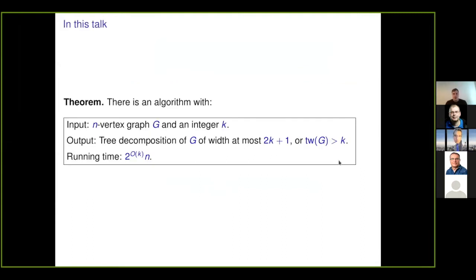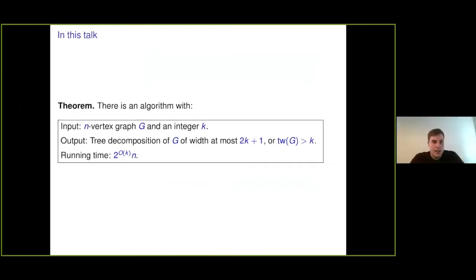In this talk, I will give an algorithm that gets as an input an n-vertex graph G and an integer k, and outputs a tree decomposition of the graph G of width at most 2k plus 1, or determines that the tree width of G is larger than k. And the running time of this algorithm is single exponential in k and linear in n.